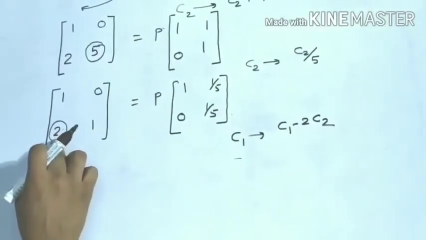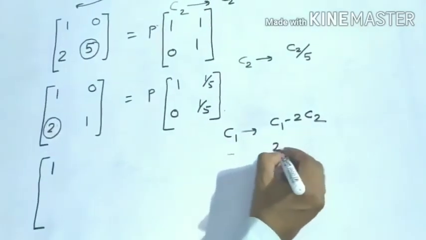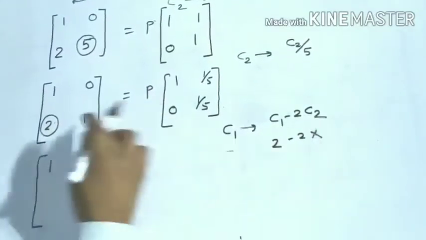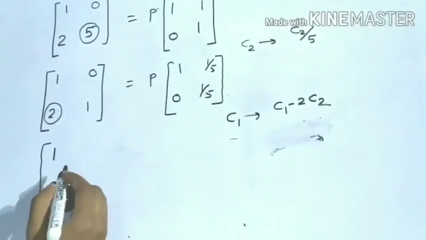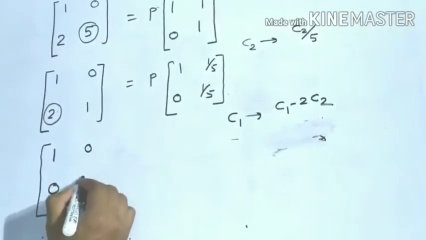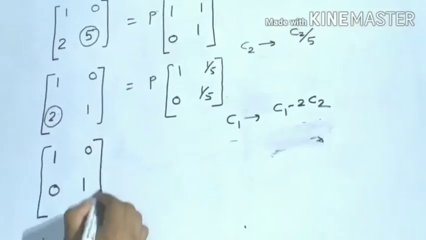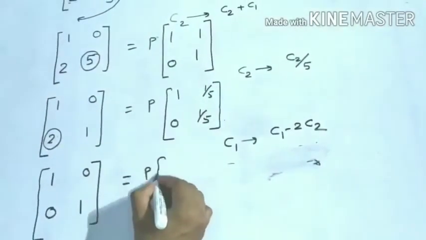And here you have to see 2, meaning C1, this is the 2, minus 2 into C2, this is the 1, meaning 2 minus 2, this is the 0. It means that here we will get 0, and here this is the 0, and then after this is the 1. Now this is the P.